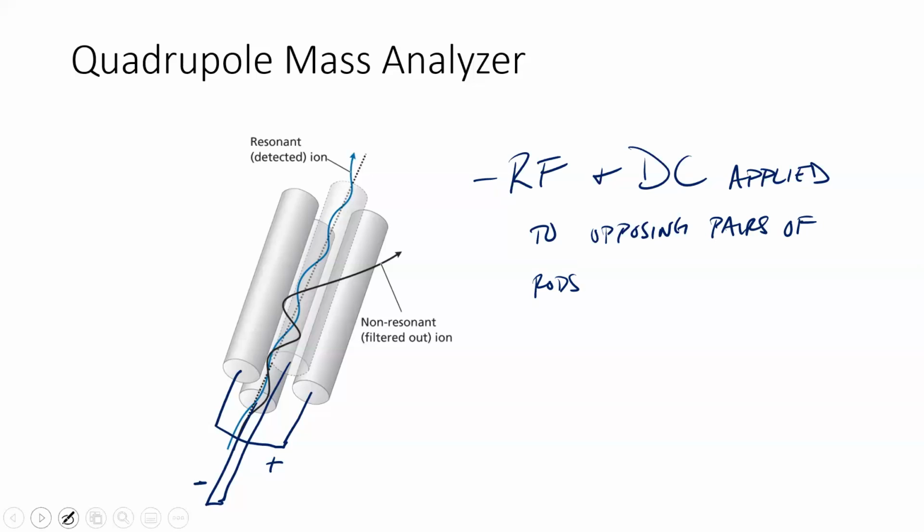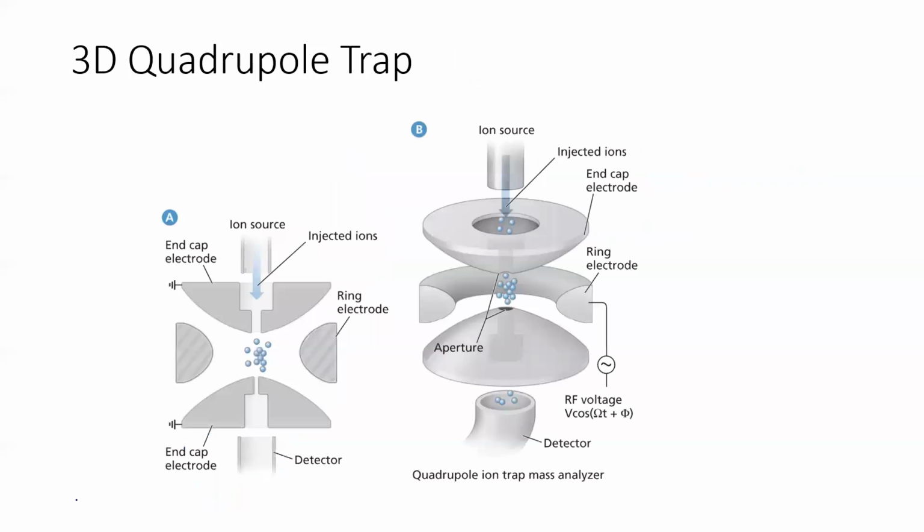Okay. Going along with this linear quadrupole, we also have the 3D quadrupole. In it, you have your two end caps, and your two end caps have very similar voltages. They behave as one pair of those rods.